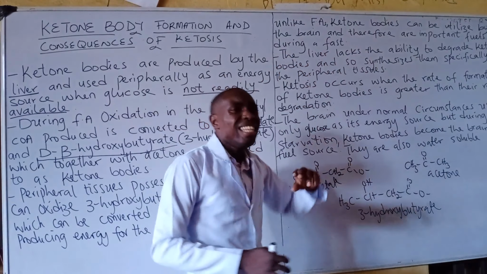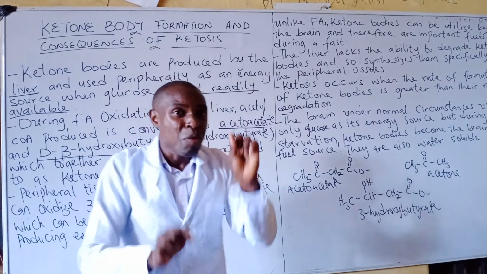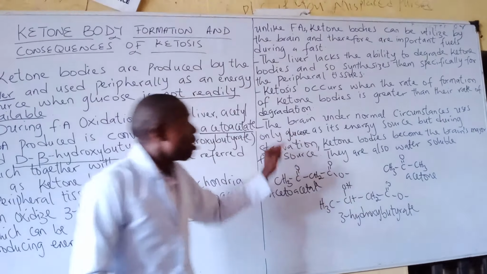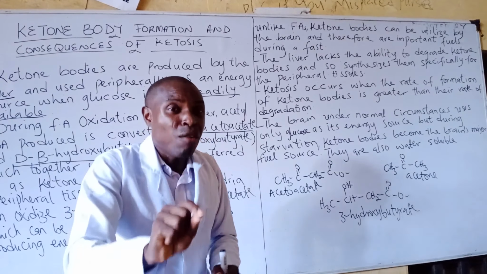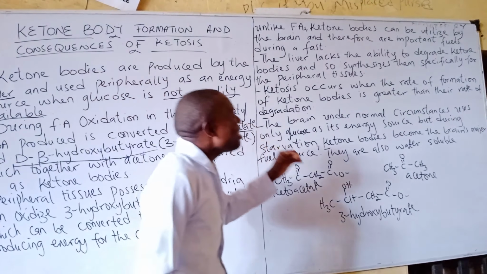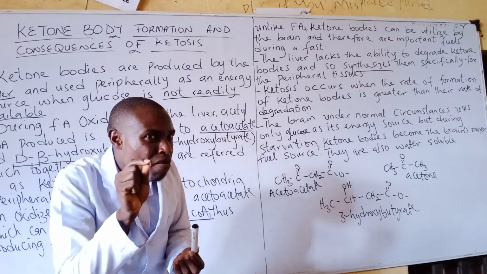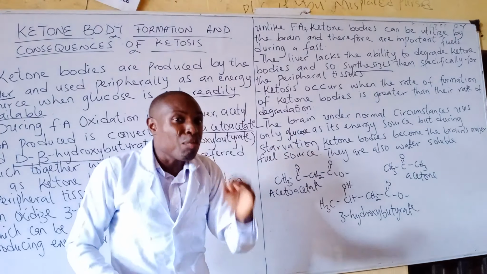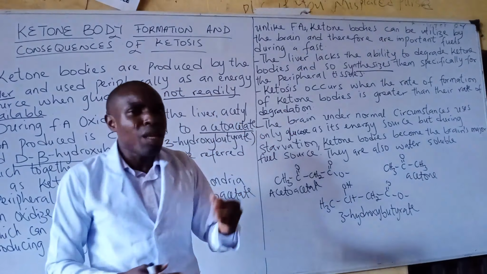Unlike fatty acids, ketone bodies can be utilized by the brain. That is to say, the fatty acids cannot be utilized by the brain, but the ketone bodies can be utilized by the brain, and therefore serve as an important fuel for the cells. And we said that the liver lacks the ability to degrade ketone bodies, and because of that, it synthesizes these ketone bodies specifically. Take note of that middle point. The liver lacks the ability to degrade ketone bodies, and as such, synthesizes them specifically for the peripheral tissues.